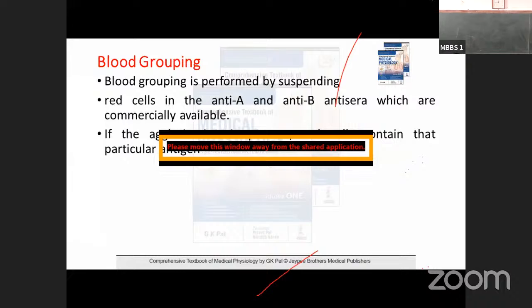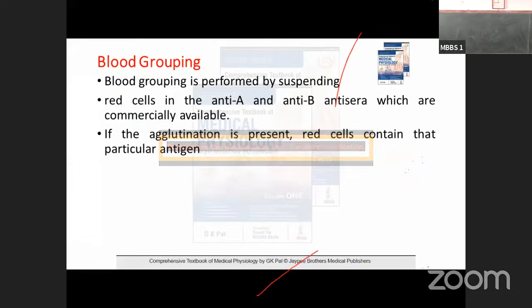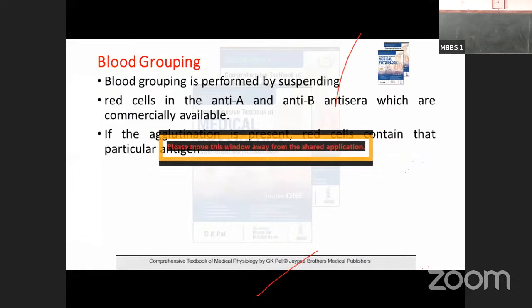Suppose you have done this practical, blood group determination, in the practical class. We draw the blood by finger prick, one drop of blood, and on the slide there are 3 to 4 depressions: one for group A, one for B, one for O, and one for Rh positive or negative.